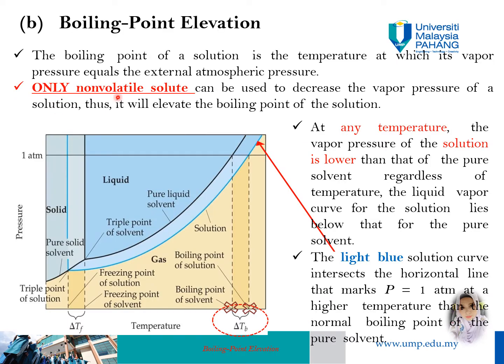So the presence of a non-volatile solute will decrease the vapor pressure of the solution, thus increasing the boiling point of the solution. At any temperature, the vapor pressure of the solution is lower than that of the pure solvent. You can see here that the light blue is the vapor pressure of the solution, while the dark color is the vapor pressure of the pure solvent, so the boiling point of the pure solvent is lower than the boiling point of the solution.